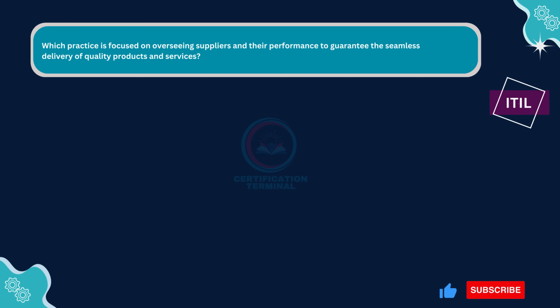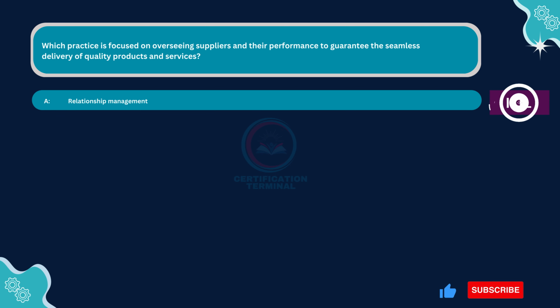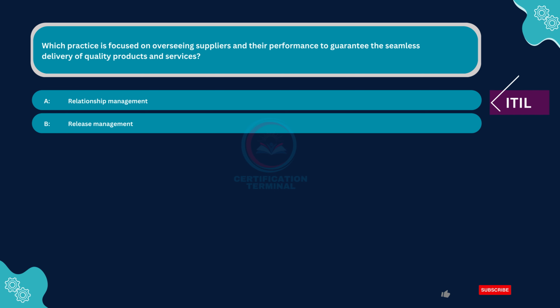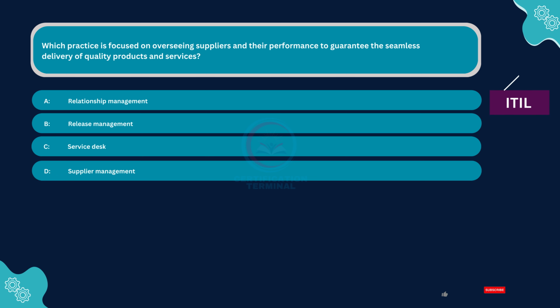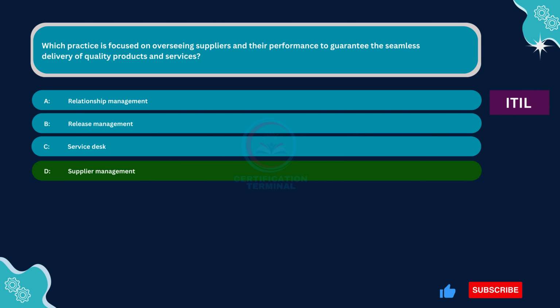Next question. Which practice is focused on overseeing suppliers and their performance to guarantee the seamless delivery of quality products and services? Option A, relationship management. Option B, release management. Option C, service desk. Option D, supplier management. The correct answer is Option D, supplier management.